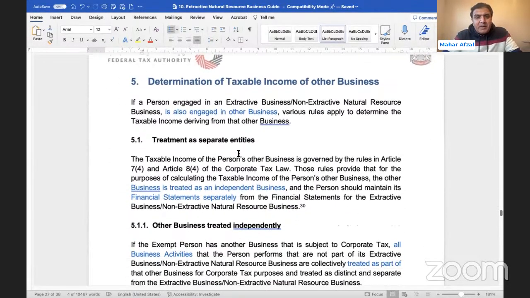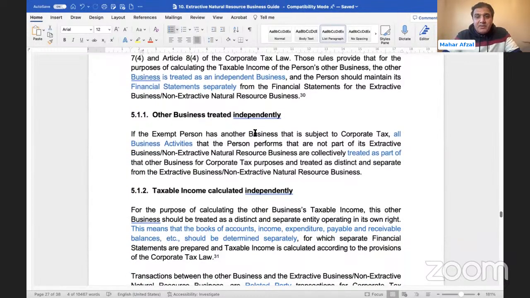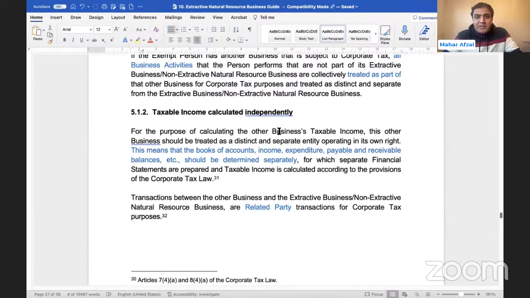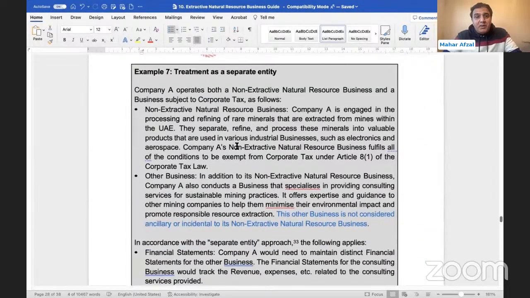Okay, then determination of taxable income. In the taxable income treatment as separate activities, how will you treat a separate activity? If these are not exempt, then you are liable to register for corporate tax. You need to submit the return as well. We need to assess the other business treated independently. Okay, this is very straightforward. Taxable income is calculated independently. We need to consider the other business and calculate taxable income. While calculating taxable income, some common expenditure will be there. It needs to be apportioned based upon the revenue method.